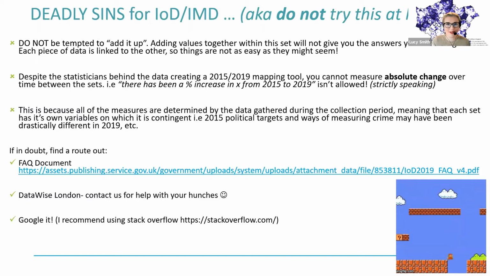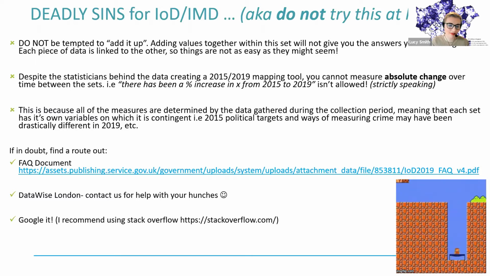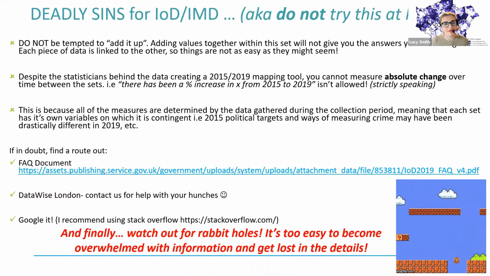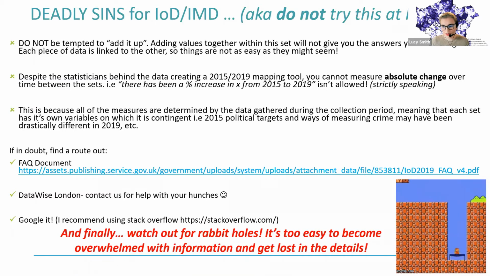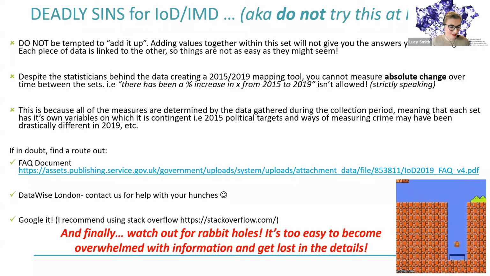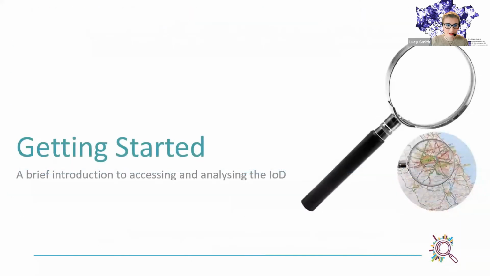You'll find lots of threads on Stack Overflow, which is like a programming website, but a lot of people are talking about data on there, and you'll be able to find an answer to your question on there. Yeah, and finally, do watch out for rabbit holes, a bit like Mario here. Try and get a trampoline and try and get out of there as soon as possible, because it's such a broad and deep data set that it's very, very easy to get lost in the details.